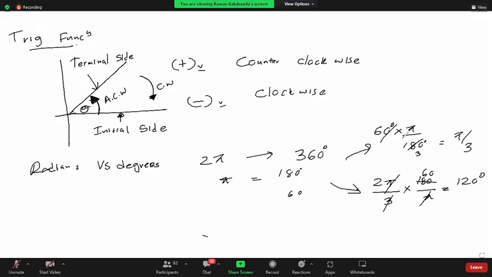So if you need to convert degrees into radians, then you should contain a π over top. So you should multiply by π over 180. So this conversion you have to memorize. So these are the basics, right?